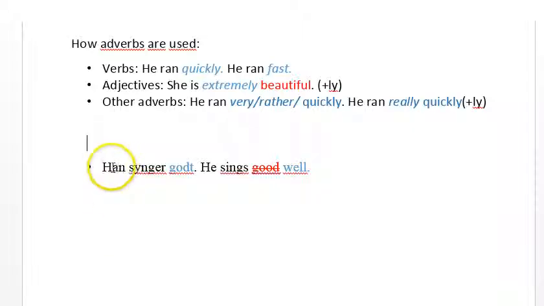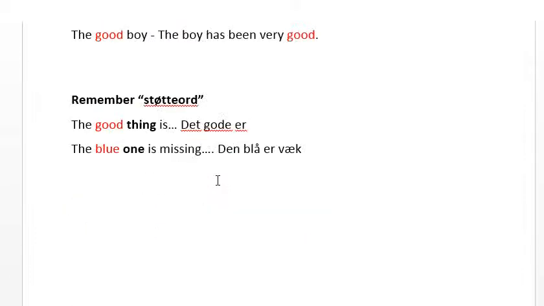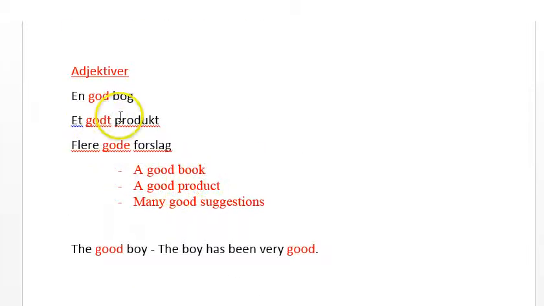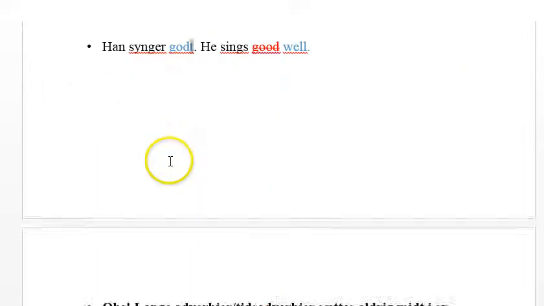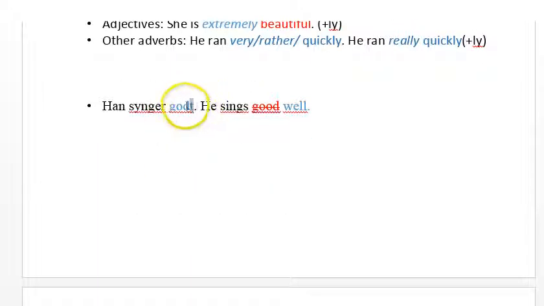So here, for example, han synger godt. Even though the word ends in a T, and you might be fooled into thinking that it could be an adjective, if we think about it, it describes the way he's singing. So you don't say he sings good, but he sings well. Well is the adverb.